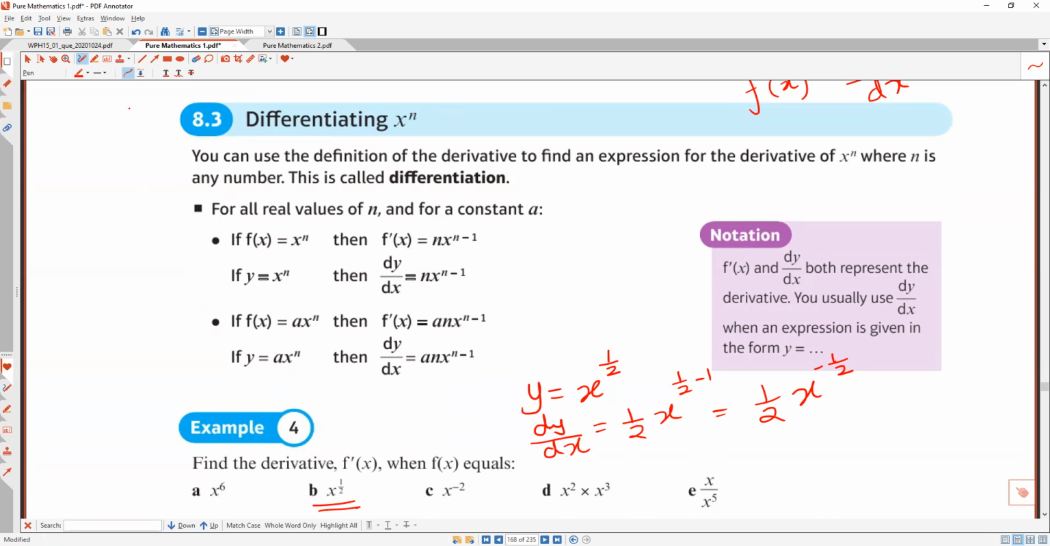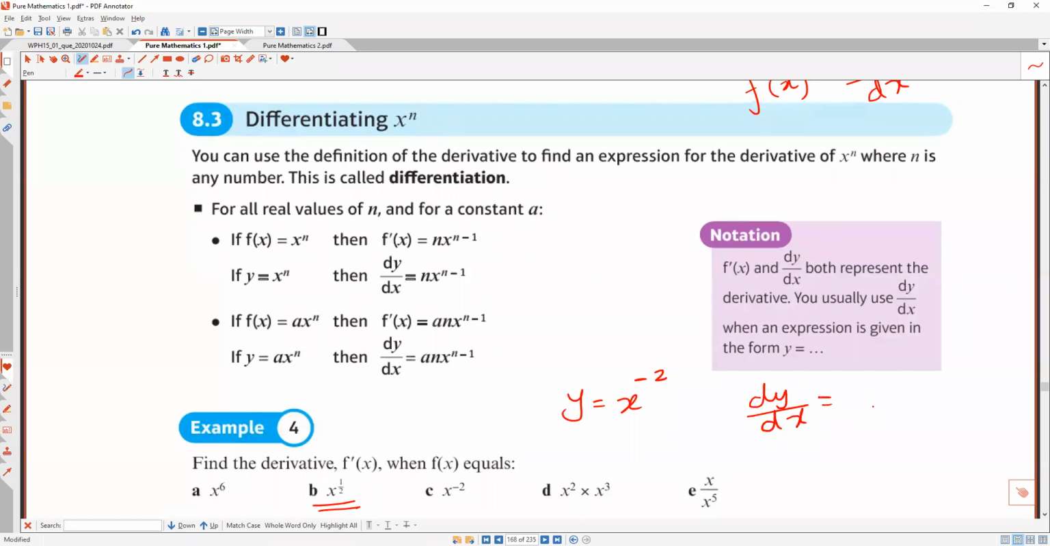Okay, let's go to the next one now. So if you want to do the next one, this is what you would do. See partner, y is equal to x raised to minus 2. So if you want to do dy by dx of that, it will be minus 2 x raised. Remember, always multiply whatever power you have over here. So minus 2 x raised to minus 2 minus 1. It's going to be minus 2 x raised to minus 3. That's your differentiation.